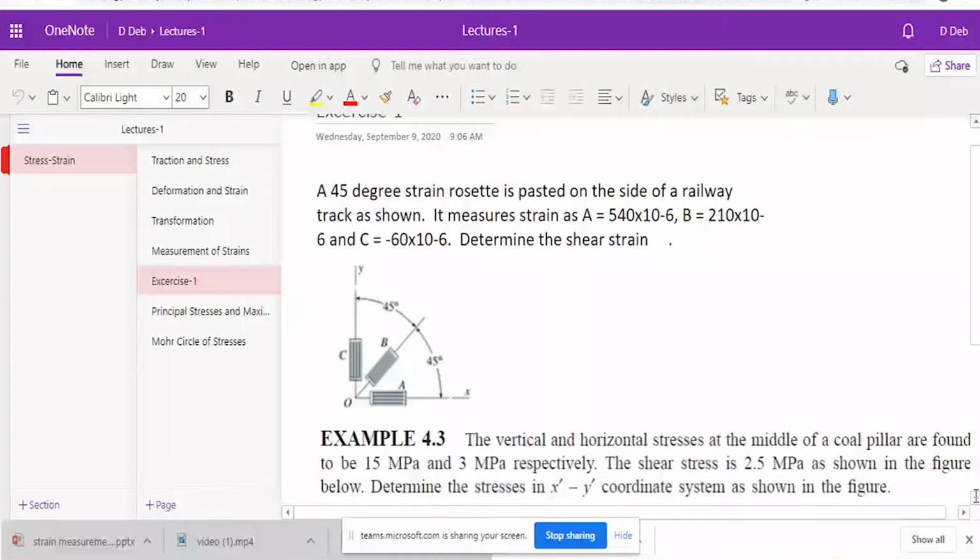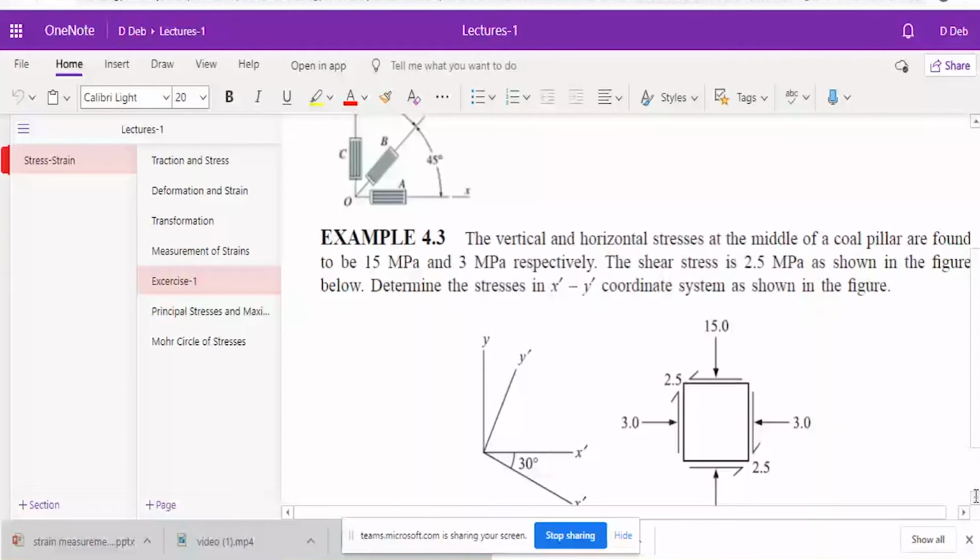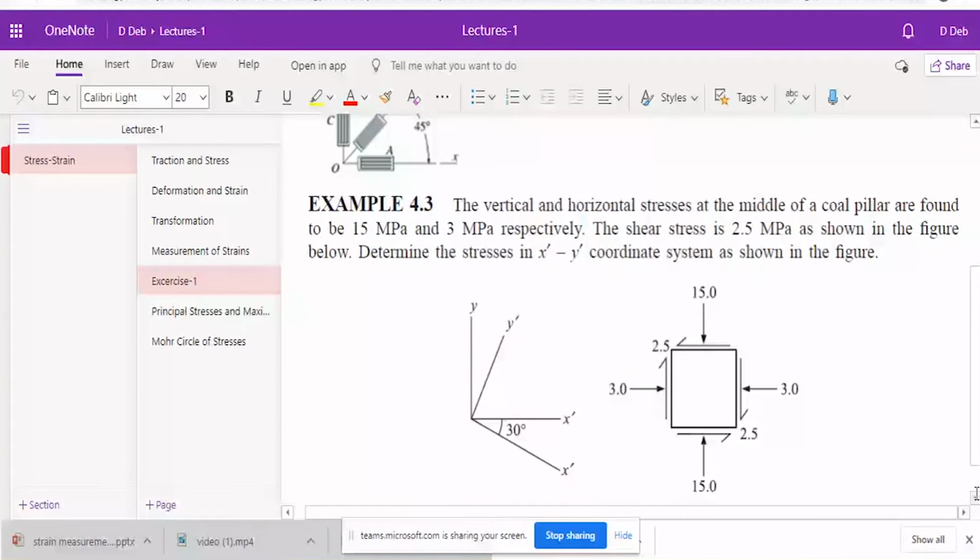You read this, it's very simple, and I'll flash the equation again, but you do it. The vertical and horizontal stresses at the middle of a coal pillar are found to be 15 MPa and 3 MPa. So in the element it is shown. Can anybody tell me the shear stress direction shown? Is it positive or negative direction? Negative.